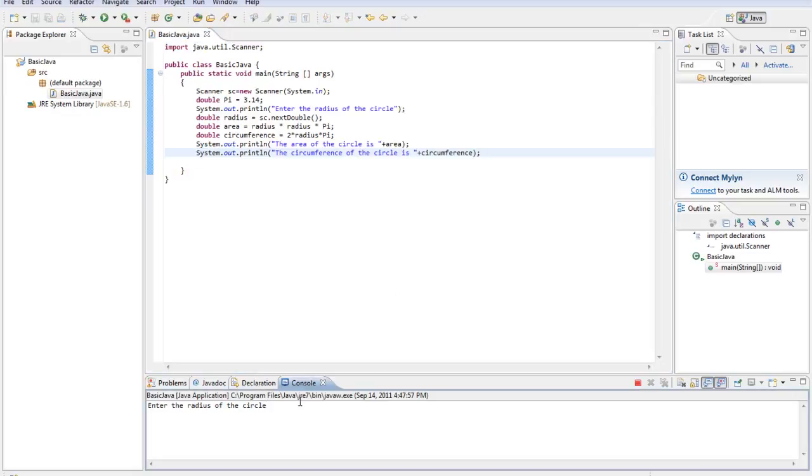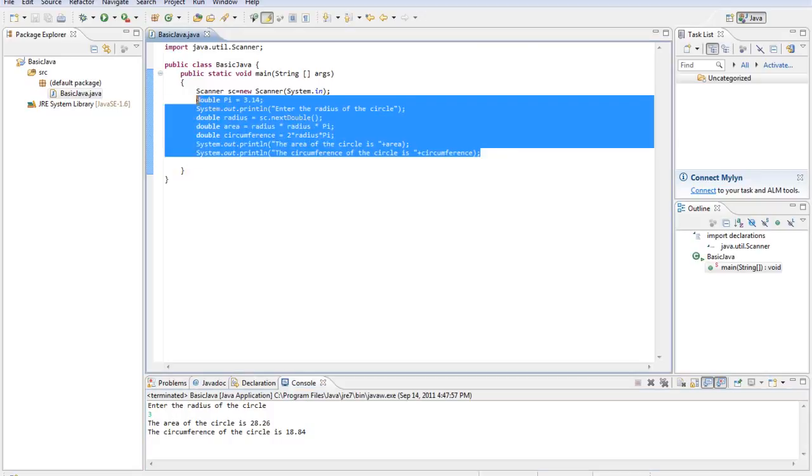It says enter the radius of the circle. We'll say 3. The area of the circle is 28.26. The circumference of the circle is 18.84, and you would obviously need the unit for what you're printing that out to. But for now we're just focusing on calculating and finding stuff like that. So that's a good example for doing stuff like calculations.